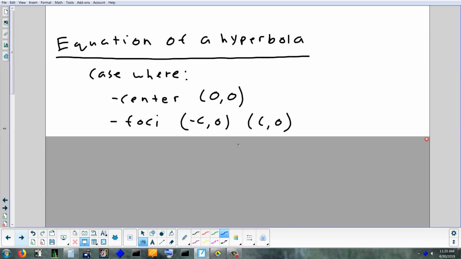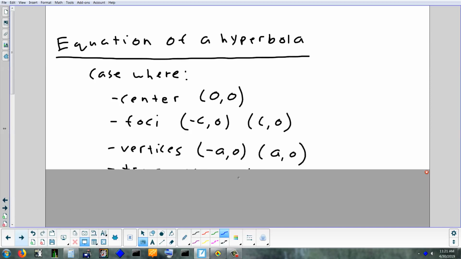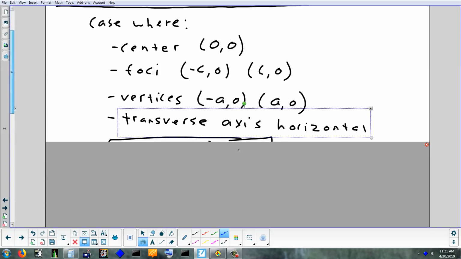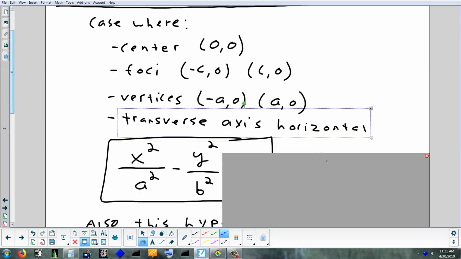How do you figure out if things are left and right or up and down? Yesterday the trick was to look where the bigger number in the denominator was. That doesn't work anymore. There's another trick. It's just as simple, but you got to remember what the trick is. Your vertices are going to be a units left, a units right. So again, this is the case where everything is going to be horizontal, left and right. Okay, so here is your equation.